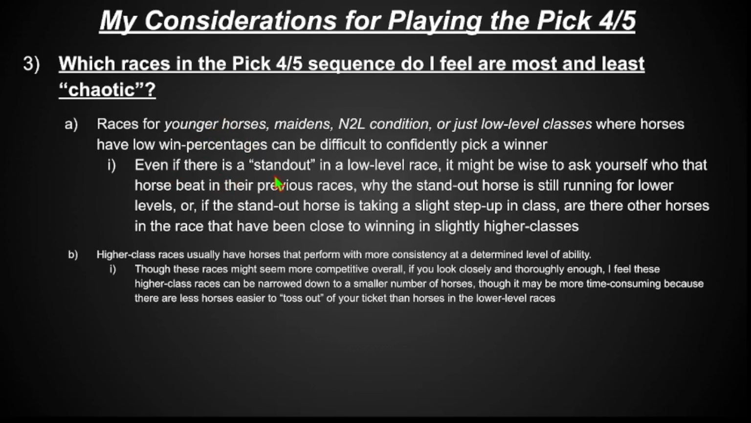Even if there is a standout in a low-level race, it might be wise to ask yourself who that horse beat in their previous races. Was this horse just beating up on way inferior horses, or was he competing with some other horses that belong at the level this horse is racing at, and this horse is still beating them soundly? Why is the standout horse still running for lower levels, or if the standout horse is taking a slight step up in class, are there other horses in the race that have been close to winning in slightly higher classes?